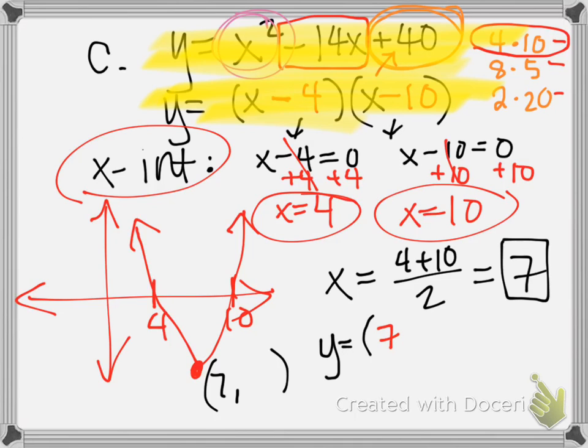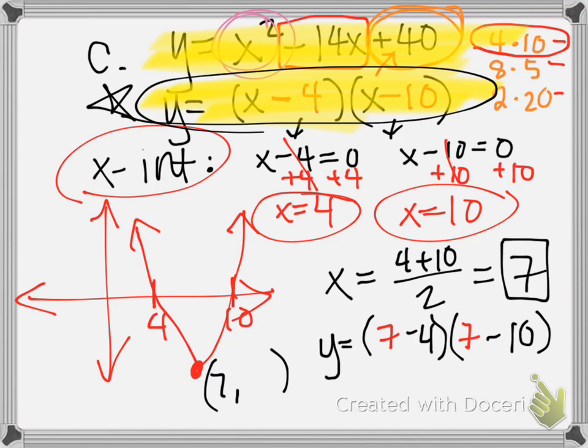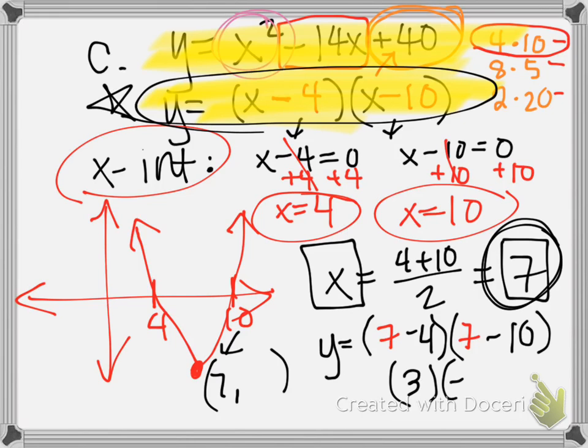So 7 minus 4 times 7 minus 10, right? So that's coming from this right here, guys, this factored form. And I'm plugging in the 7, that's the x value of my vertex right there, right? And I want to find what's the corresponding y value. So 7 minus 4 is 3. 7 minus 10 is negative 3. 3 times negative 3 is negative 9. So that means this guy, this vertex right here, is down at 7, negative 9.